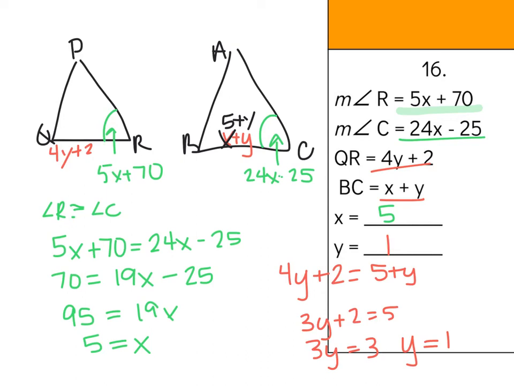To solve for y, I'm plugging 5 in for x, because side BC is x plus y. So side BC is 5 plus y. It corresponds to side QR. They're congruent triangles, so their corresponding sides are congruent. 4y plus 2 equals 5 plus y. We solve for y and we get 1.